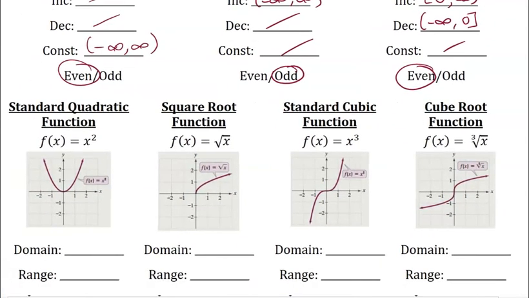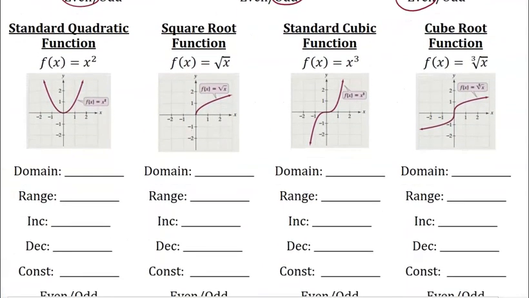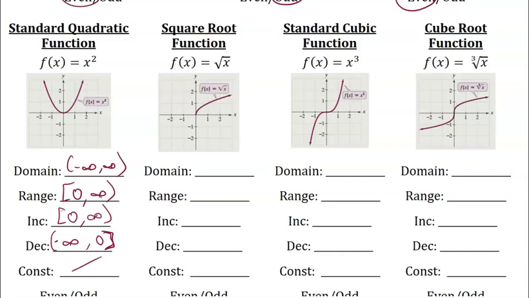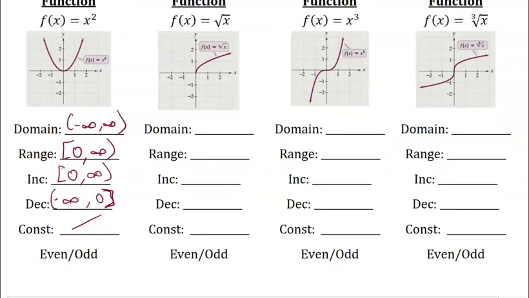And then, again, this is an even function because we can fold it on the y-axis. Okay, the next one here is a quadratic function, okay? We call this shape a parabola, and this is the parent function or the standard function, y equals x squared, okay? The domain is all real numbers. The range is 0 inclusive to infinity. It is increasing on 0 to infinity. It is decreasing on -infinity to 0, and it is constant nowhere. And once again, we have an even function.